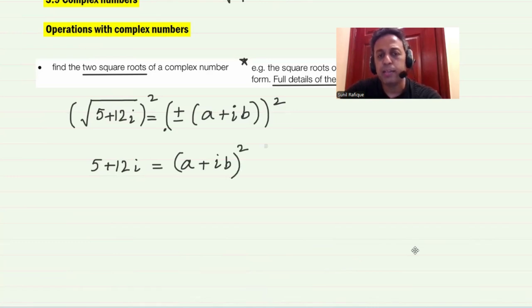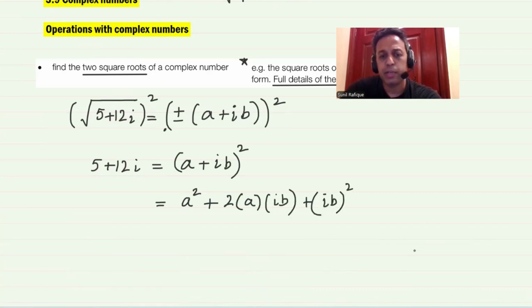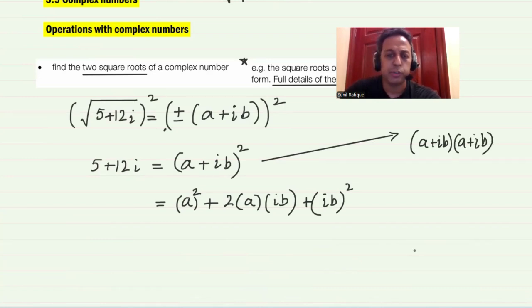Now you need to expand this double bracket. I know some students do not learn the algebraic identities, just like I am using. It's really good to apply mental mathematics: a squared plus 2aib plus (ib) whole squared, right? So you can write it like this. Or, if you are not familiar with this, you can just expand this double bracket, and this can help you get your answer.